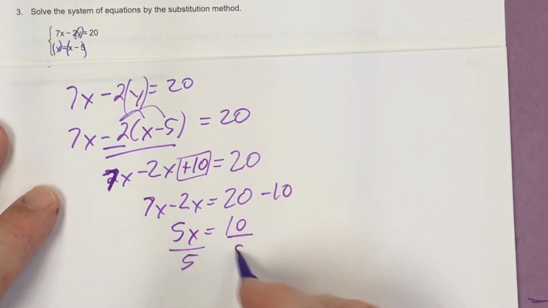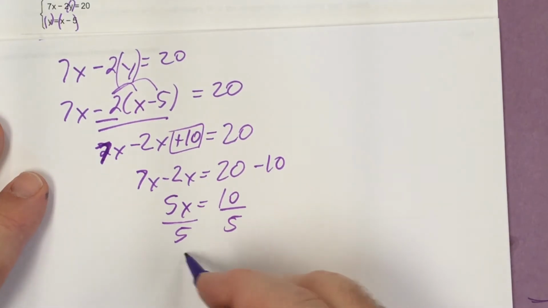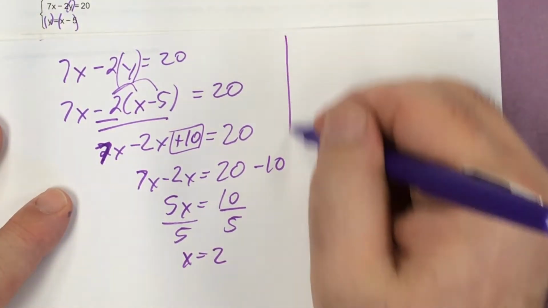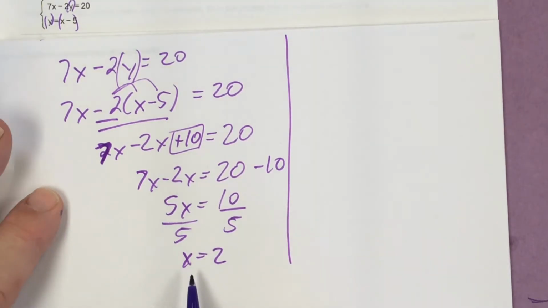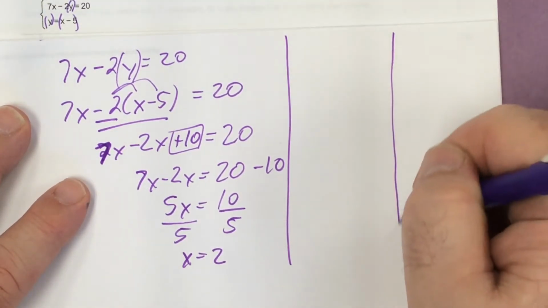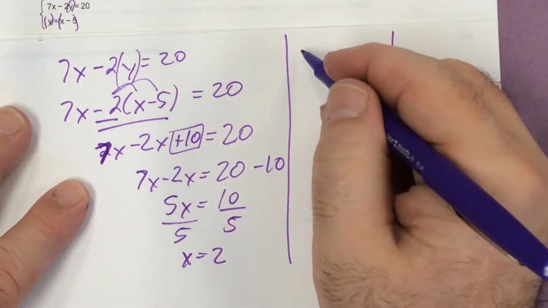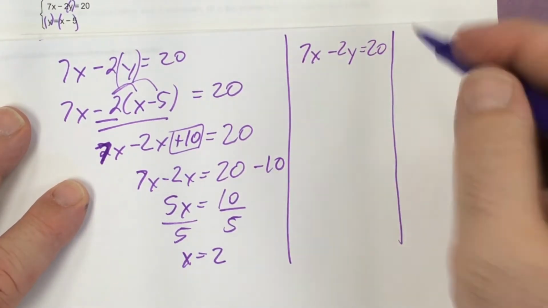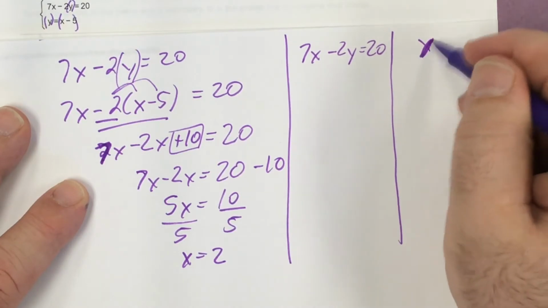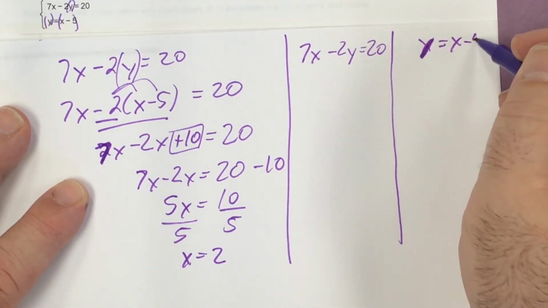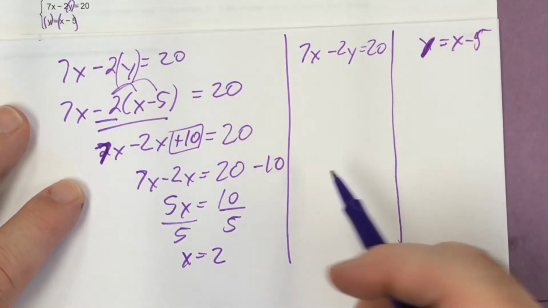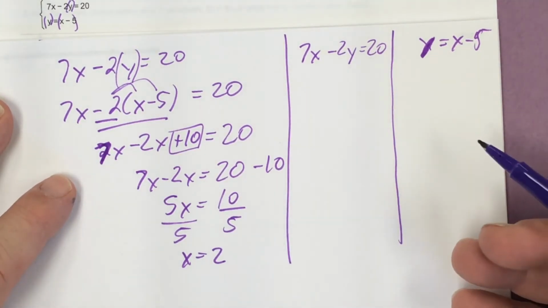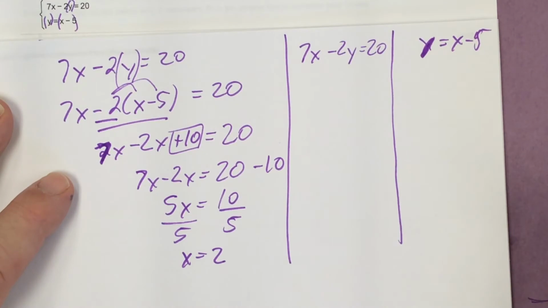If I take both sides and divide that by 5, I should get x is equal to 2. So again, just to make sure that I've obtained the same value of x, I'm going to use both equations from what's given to me originally. That's 7x minus 2y equals 20, and then y equals x minus 5. And I'm going to put x in both of these to make sure that I get the same answer. And if I get the same value for y, then I have the same correct value of x.